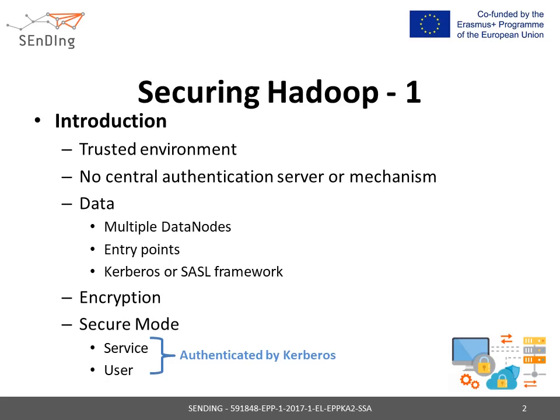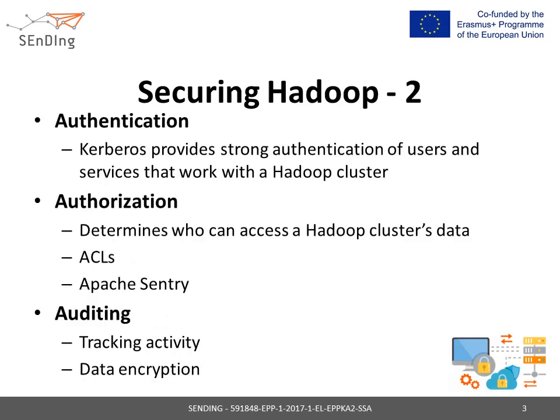When Hadoop security is enabled, it requires users to authenticate, using Kerberos, in order to read and write data in HDFS or to submit and manage MapReduce jobs. In addition, all Hadoop services authenticate with each other using Kerberos. Hadoop security involves three main concepts: authentication, authorization, and auditing. The best and accepted way to provide authentication for Hadoop is through Kerberos security. Kerberos provides strong authentication of users and services that work with a Hadoop cluster.